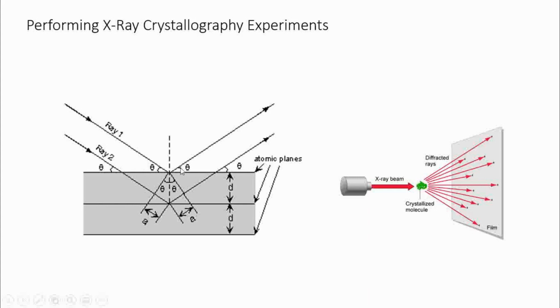Now in diffraction, what we are more worried about is this theta. So what is the angle? This is basically the angle of incidence, theta, and this one is the angle of diffraction, which is usually considered as 2 theta.